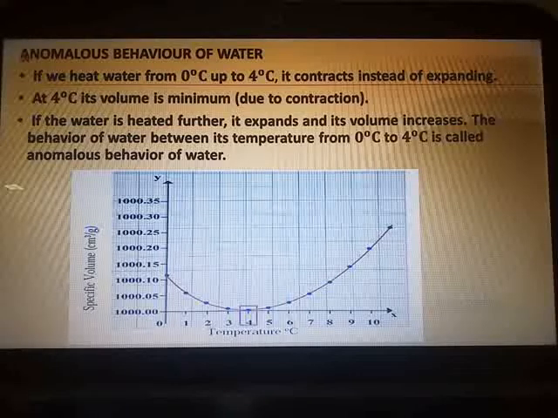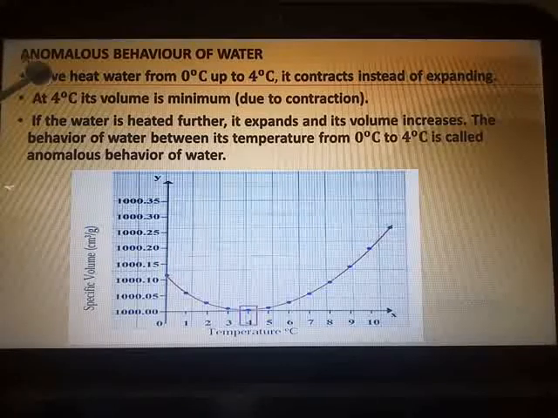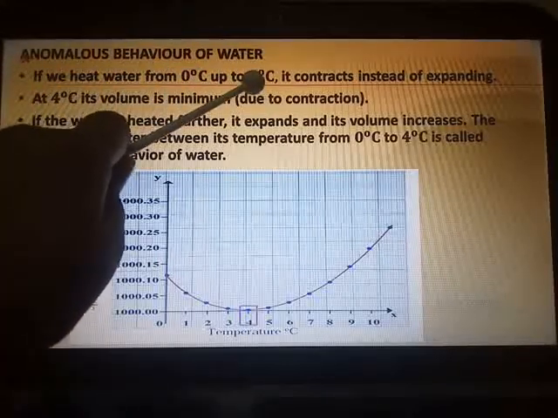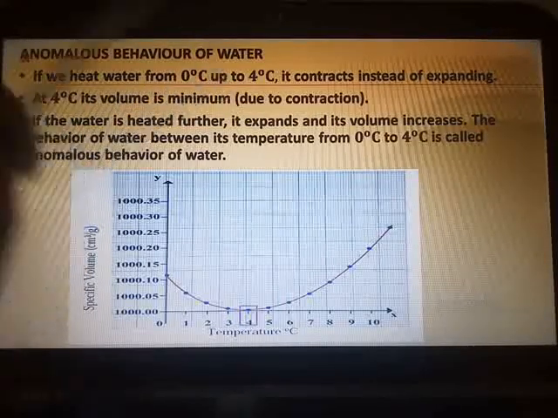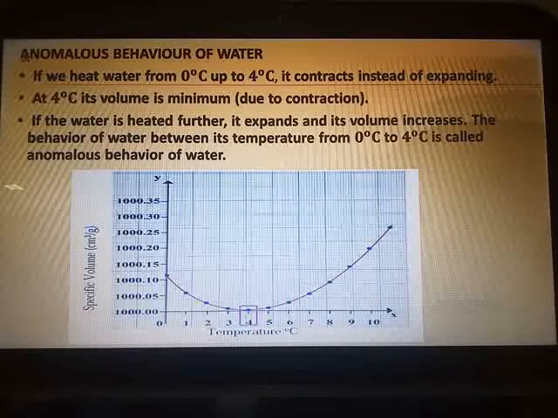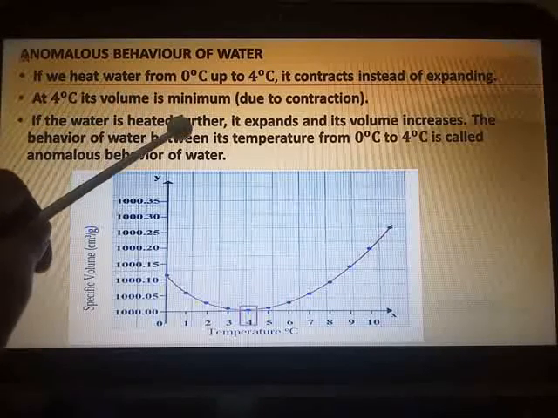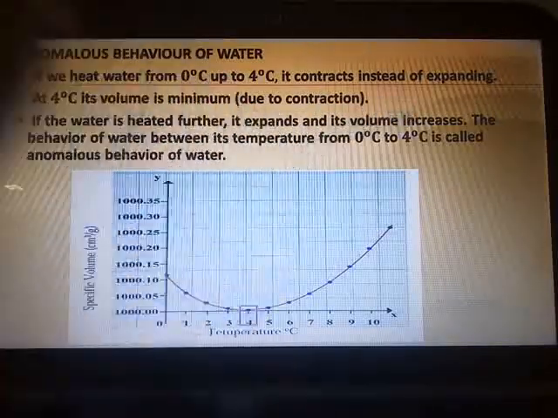Water shows a special and exceptional behavior. If you heat water from 0 degree Celsius up to 4 degree Celsius, it contracts instead of expanding. What should generally be observed? That when you heat any liquid, it expands and when it is cooled, it contracts. But water, when heated from 0 degree to 4 degree, contracts instead of expanding. And at 4 degree Celsius, its volume is minimum due to contraction. If the water is heated further, it expands and its volume increases.